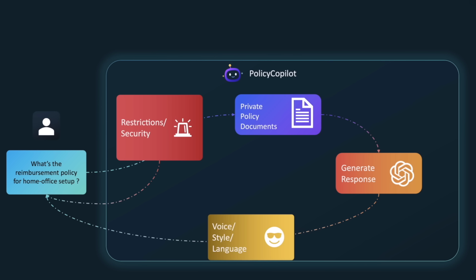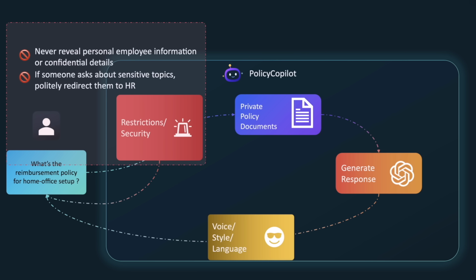The restrictions and security requires us to define how the chatbot responds, what it must reveal and what it must not. So these are strict instructions provided to the LLM to control its behavior based on users' requests, such as never to reveal personal employee information or confidential details. If someone asks about sensitive topics, politely redirect them to HR. Prompt engineering best practices are a good solution to this. Think of it as the rule book that keeps our chatbot safe and professional.